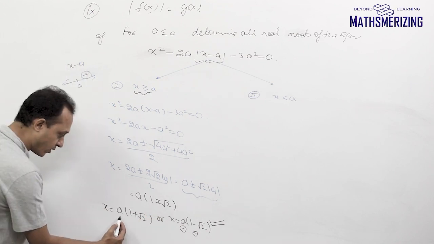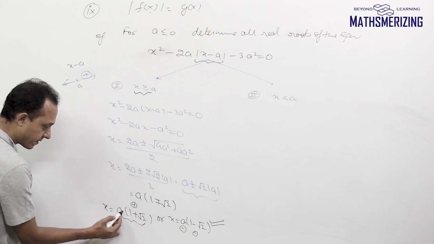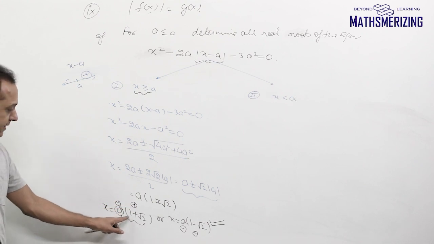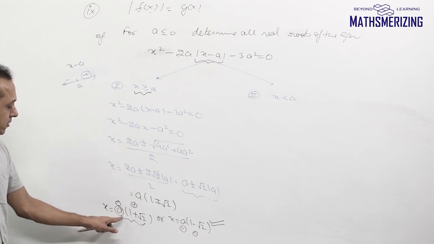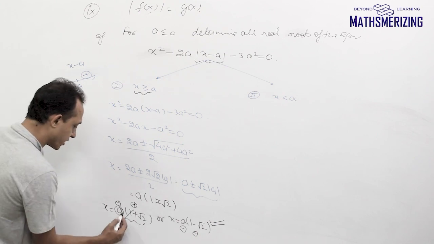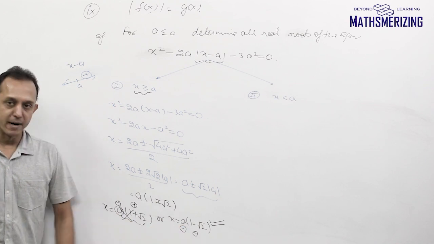Now what about a into 1 plus root 2? Now 1 plus root 2 is positive and a is a negative number. So the product is negative. And in this case, 1 plus root 2 is greater than 1. So basically, this value will be less than a. So I won't choose this one. So for the first case, the answer will be x should be a into 1 minus root 2.